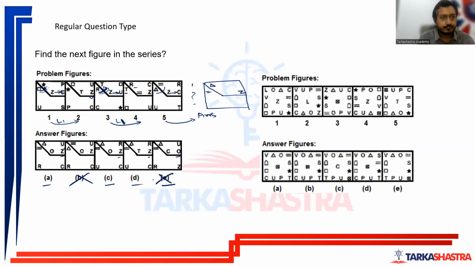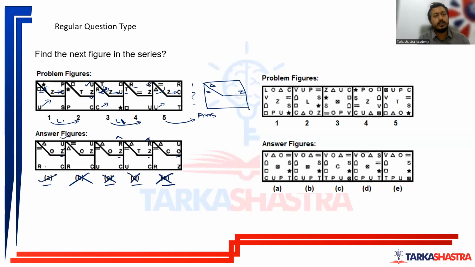Okay. If you look at U, so U is going from bottom left to top right. Similarly, C is going from bottom left to top right. So here U will go from bottom left to top right. So top right we don't have U. So D option eliminated. Top right we don't have U. C option eliminated. Top right we have U.